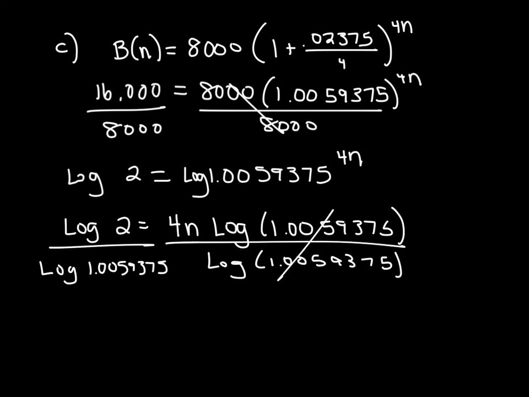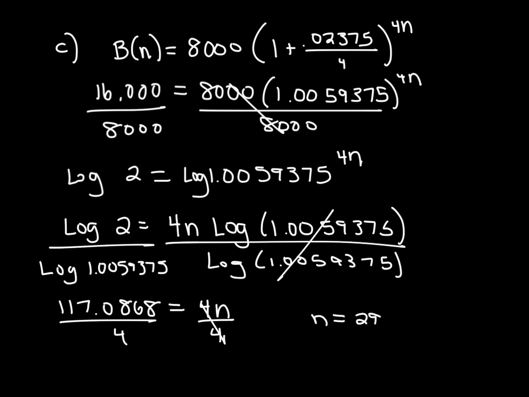When you do, I wound up with approximately 117.0868. And then to get the n by itself, just divide both sides by 4. And I do wind up with n being equal to about 29.2717. And they want it to the nearest year, so that would be 29 years. Make sure you label your units. Make sure you label years there.